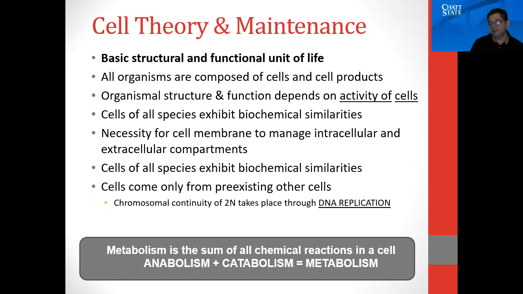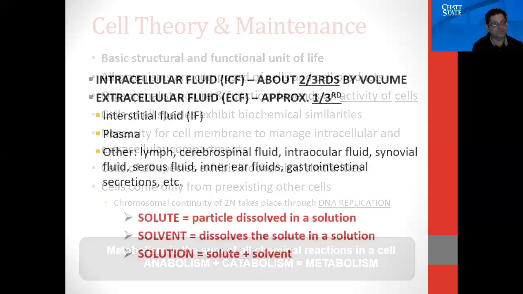And of course, cells come from pre-existing cells through DNA replication to hold the continuity of the chromosomal number of 46, which is represented as 2N. We'll learn about that in chapter 4. Each N represents the DNA copy you get from your mother and then the father, so that's why it's 2N, representing a total of a 46 chromosome cell. All human cells are 46 chromosomes with the exception of the sperm and egg cells. Those are each 23. So we'll cover more of that in chapter 4.